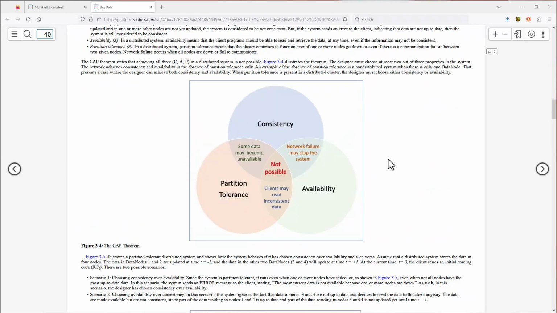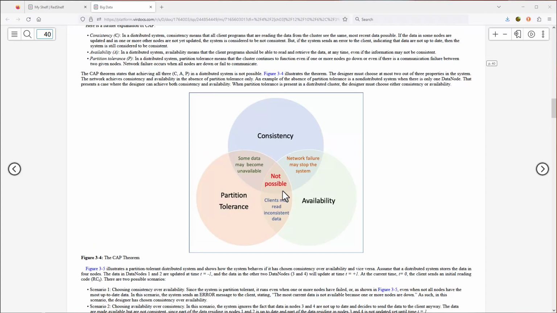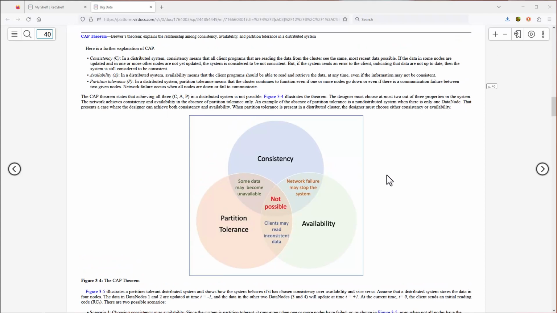Okay, I did also mention the CAP theorem in the video. So this is the diagram of the CAP theorem, and basically what the CAP theorem tells us is that we can have 2 of the 3, but we can never have all 3 in a distributed environment. The three are consistency, data consistency, availability, and partition tolerance. Here are definitions of each of those if you need them.